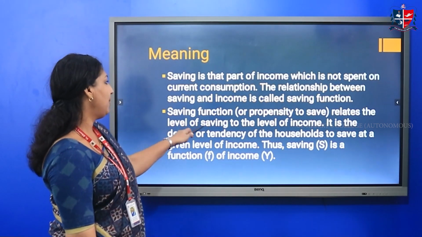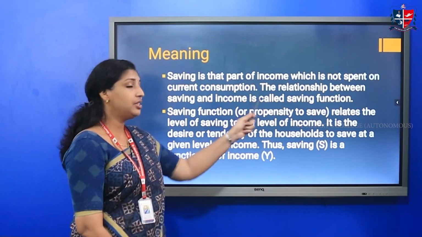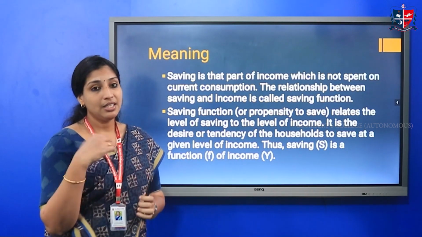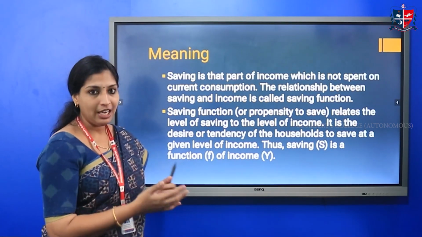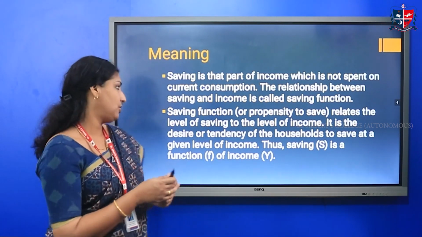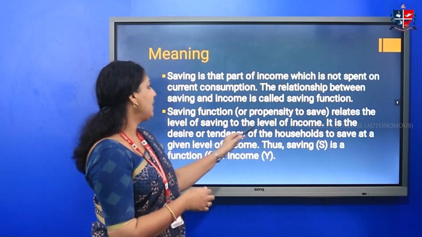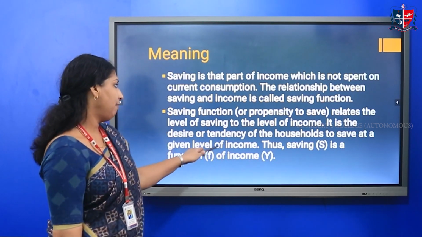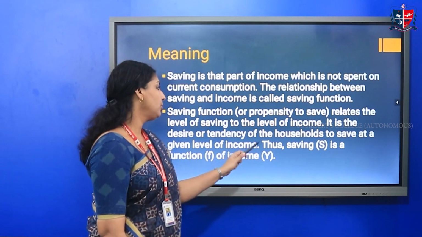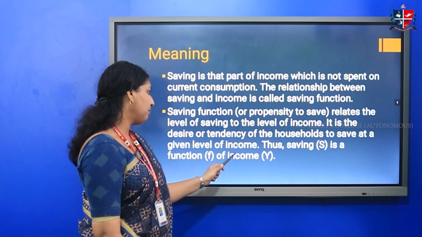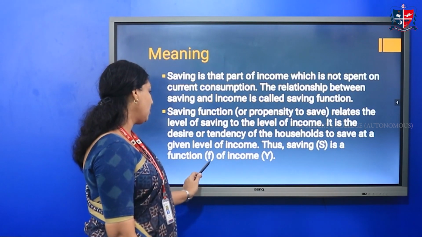Now, saving function is also known as the propensity to save. That means the tendency of the people to save a part of their income. That may vary as per the variations in individuals also. So, the saving function relates the level of savings to the level of income. It is a desire or tendency of the households to save at a given level of income. The saving S is a function of Y.